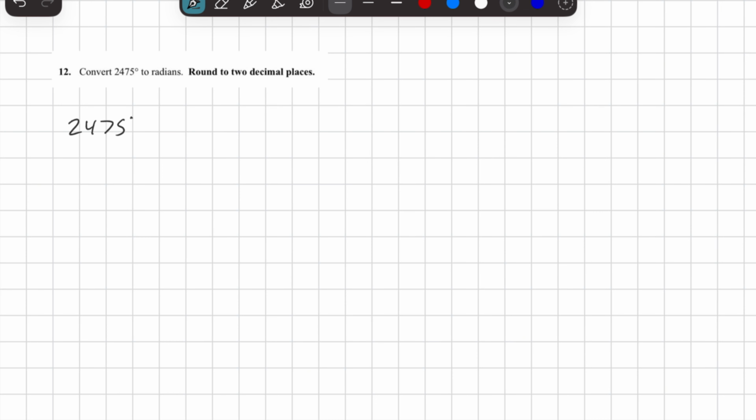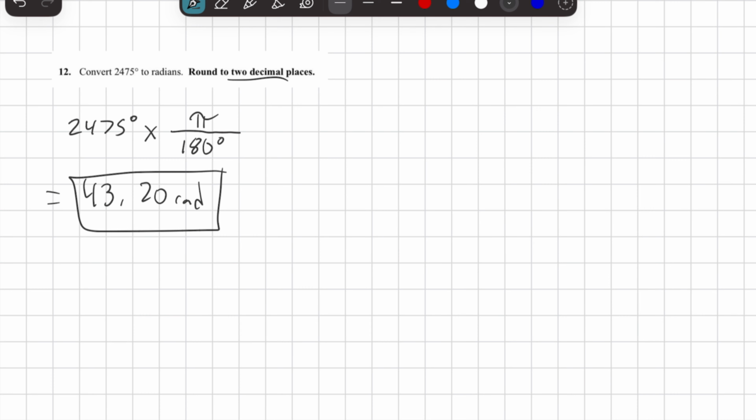So when you have 2,475 and you want to convert it to radians, you just put your degrees on the bottom and the degrees will cancel out, and you put your radians on top, which is pi. And you just divide the 2,475 by 180, which you get 13.75, and then you just times that by pi. So you get 43 point, and it says 2 decimal places. You would get 19, but you're going to get 20. And remember to say that that's radians. So that's the answer for that.